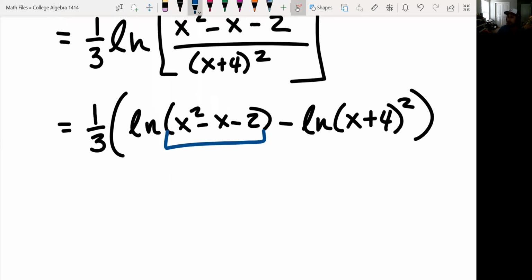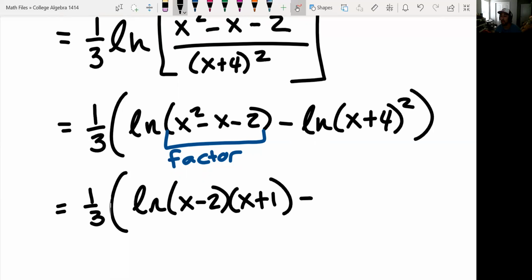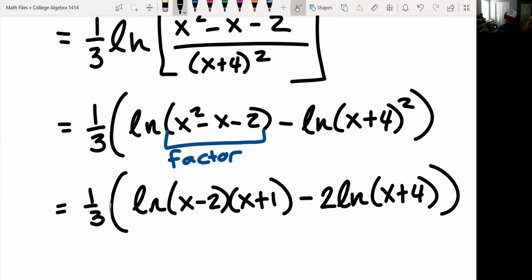This part, I believe, can be factored. So let's see what happens there. You get 1/3 times the natural log, and this factors to x minus 2, x plus 1, x squared, x negative 2, good. Minus, and now on this one, you can apply the power rule. That 2 can go to the front. So you'll get 2 times the natural log of x plus 4.